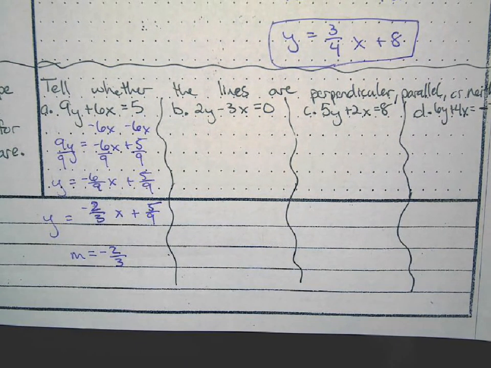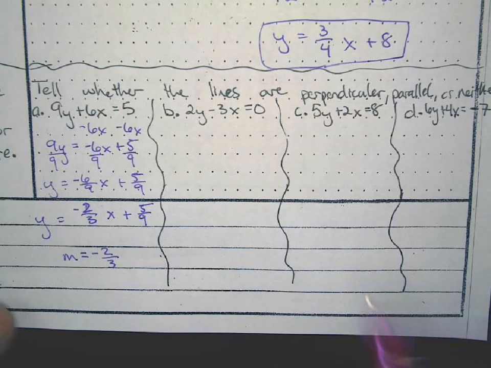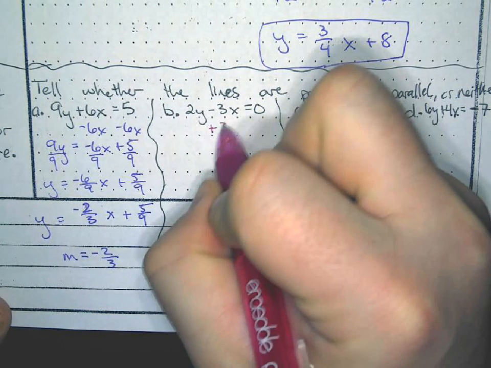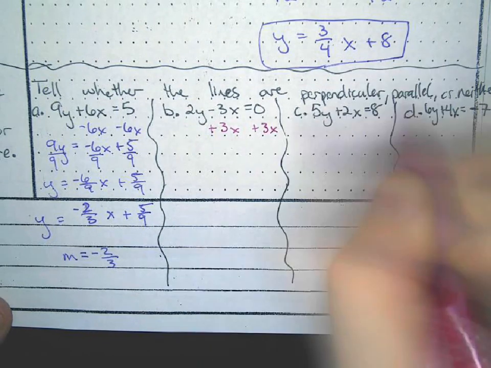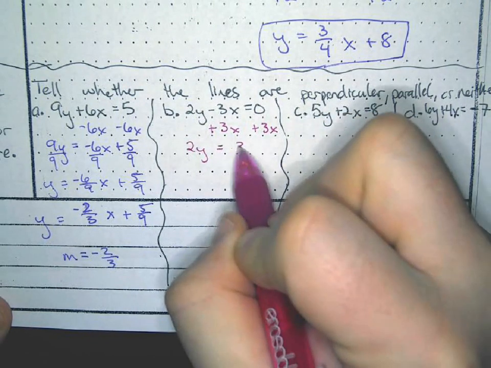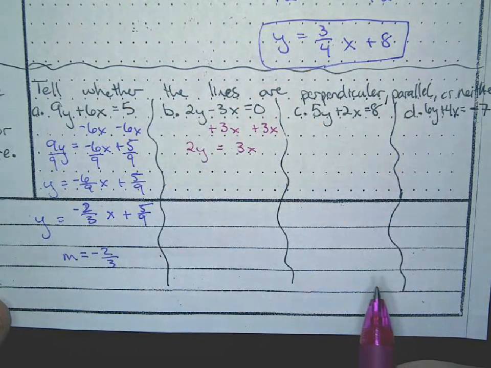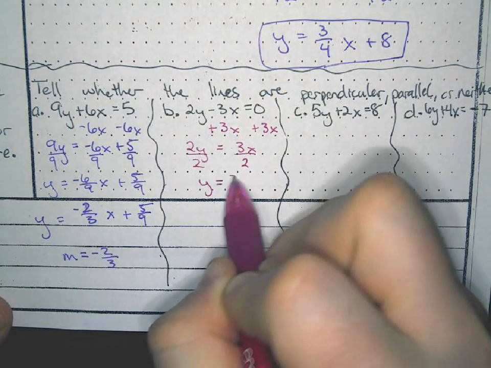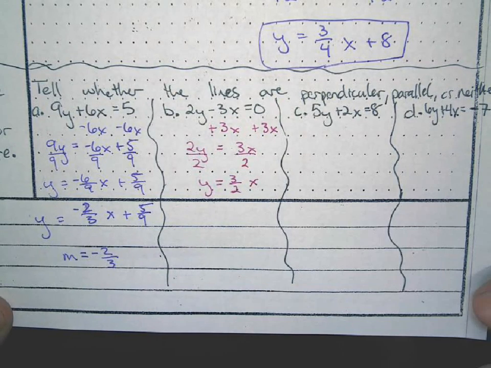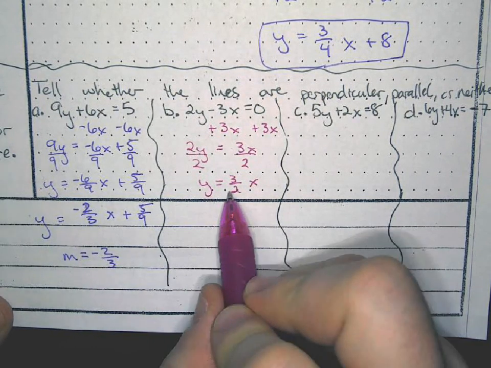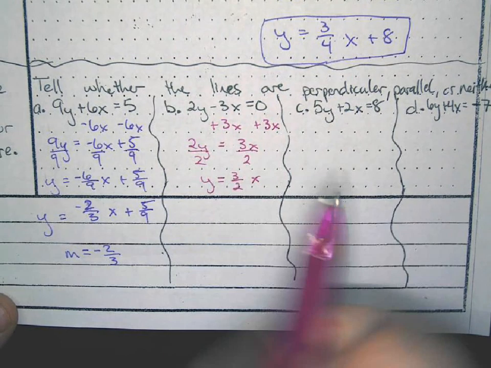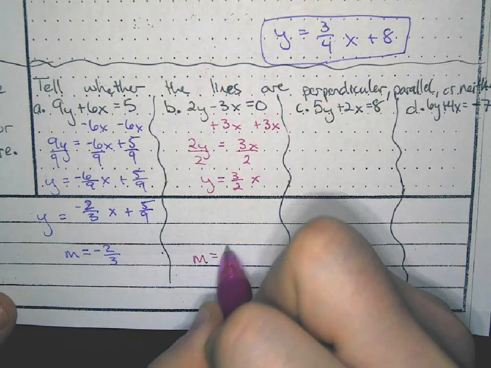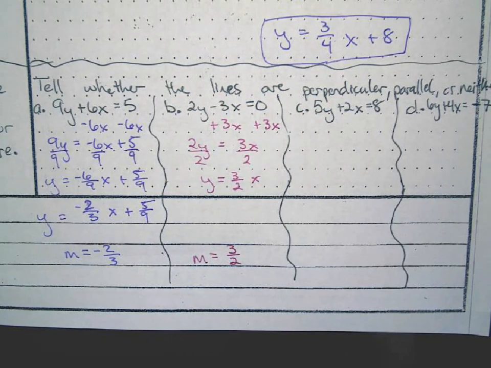Let's try letter B. Solving for y, getting y by itself. So I'll add 3x to both sides, and I get 2y equals 3x. And we'll divide everything by 2, and we get y equals 3 over 2x. So the slope for this one is 3 over 2, that fraction that is right in front of x. So my slope is 3 over 2.